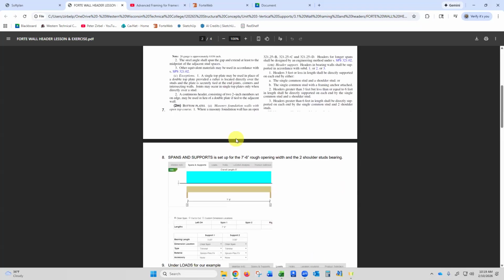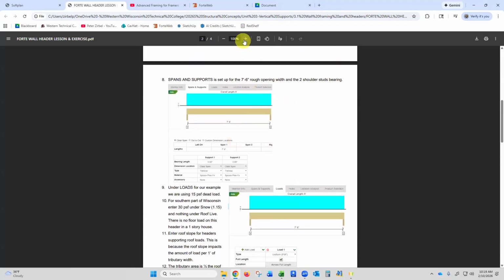So this is the one we need. Shall be directly supported on each end by a single common stud. That's the one that runs up past the header. That doesn't do anything to hold up the header. We were more concerned about the 2 shoulder studs. So there's 2 studs that this header is sitting on each side, and that's what we need to show in Forte. Because 2 studs are going to be 3 inches of bearing, because the studs are 1.5 inches if they're 2x6s. Okay. So let me zoom in on this a little bit.